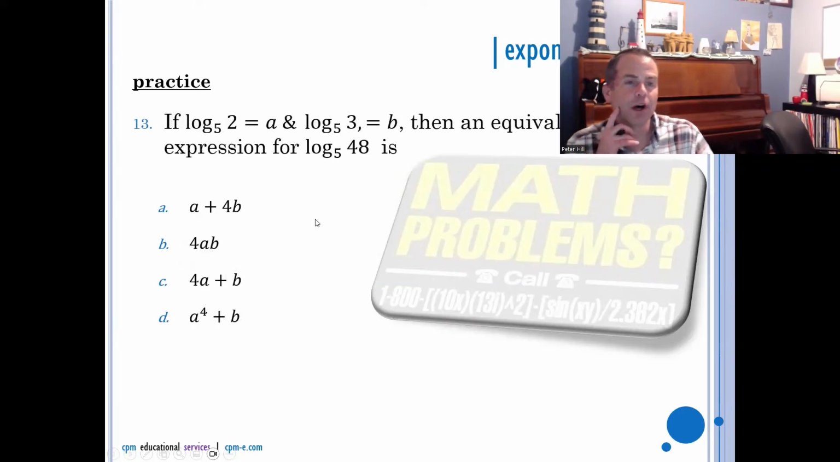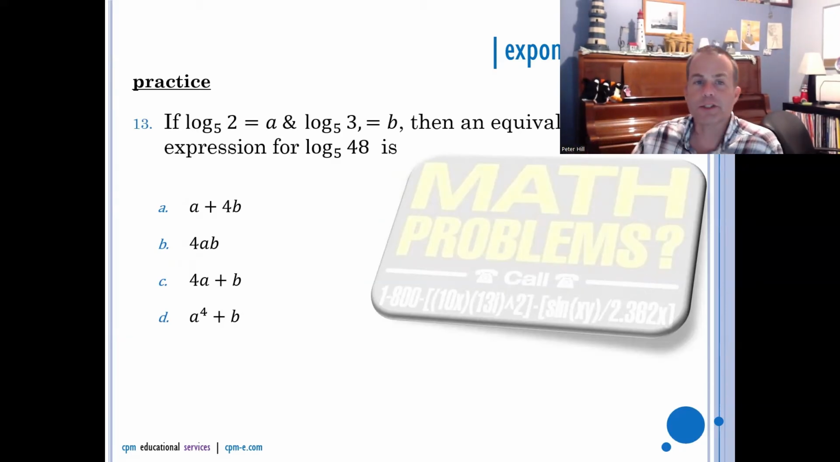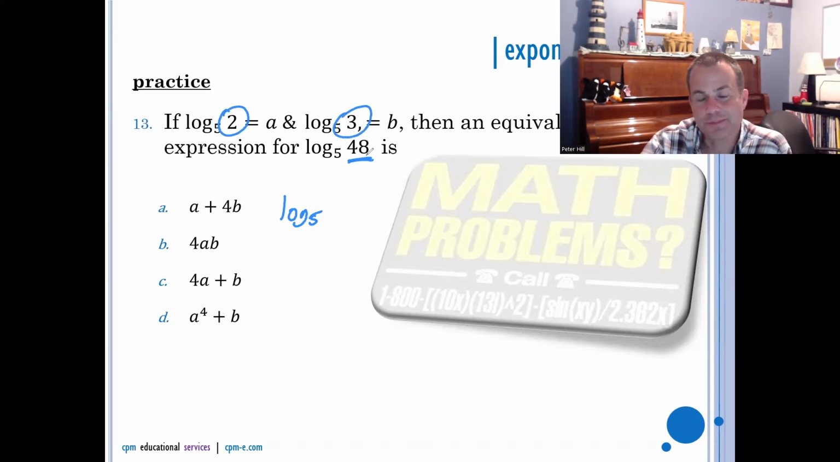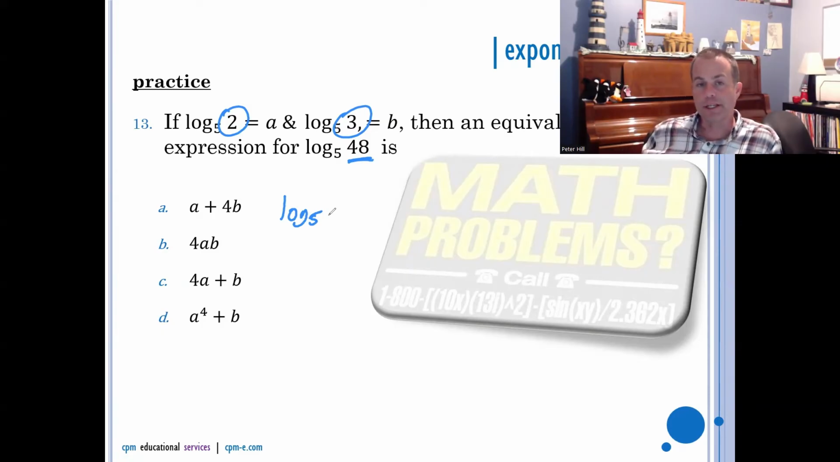Okay, if log base 5 of 2 equals a, and log base 5 of 3 equals b, then what is an equivalent expression for log base 5 of 48? I actually love doing these types of questions. What I essentially want to do is break my 48 into 2s and 3s, because every time I see log base 5 of 2, I can switch that to a, and every time I see log base 5 of 3, I can switch that to b.